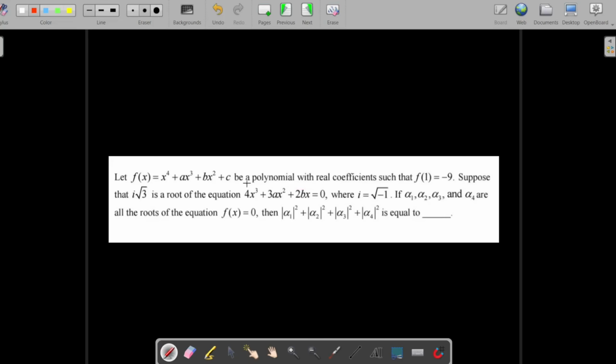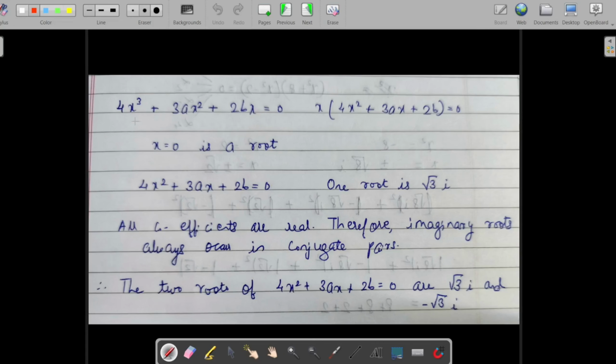We have this polynomial with real coefficients. This is important. Real coefficients is important, such as f of 1 is minus 9. Suppose root 3 iota is a root of the equation 4x cubed plus 3ax square plus 2bx is equal to 0. Then we have to find this term. Now let us simplify this. X comes out common and we get a quadratic equation. X is equal to 0 is a root of this equation, and when we have found one root, as is always the case in cubic equations, we find the other two roots by factorizing the quadratic equation.